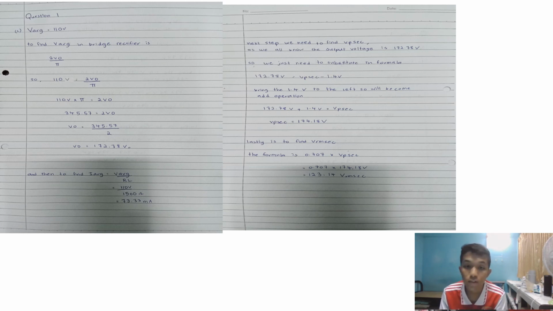And lastly is to find VRMS secondary. The formula is 0.707 times VP secondary, which is 0.707 times 174.18 volt. We get 123.14 volt for VRMS secondary.